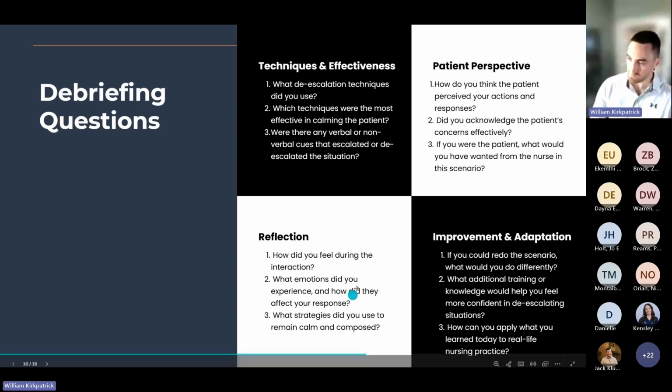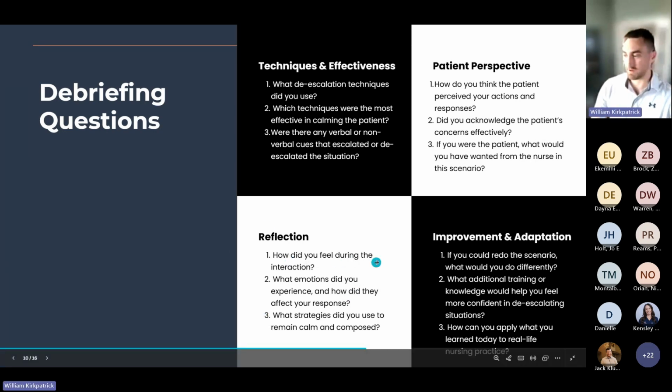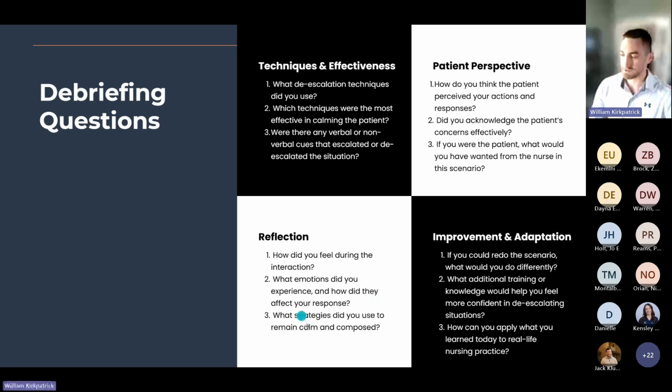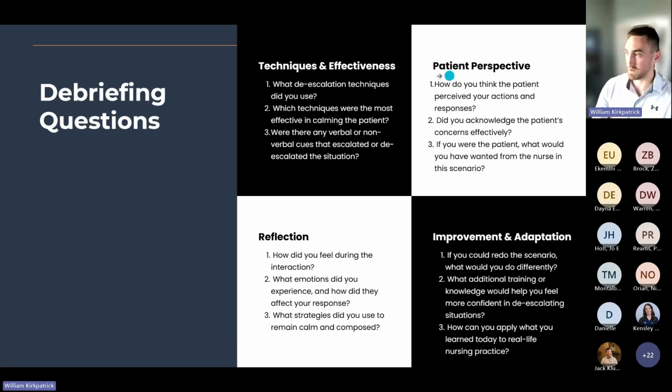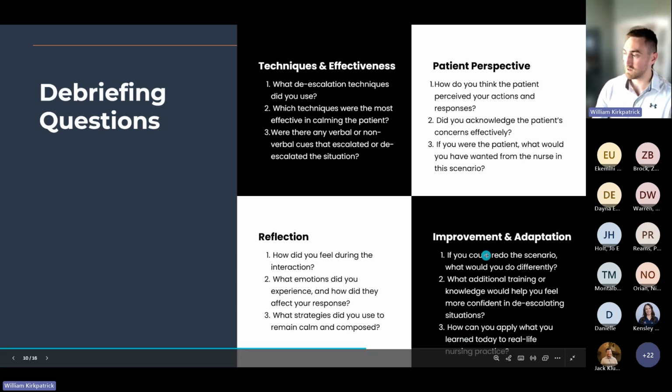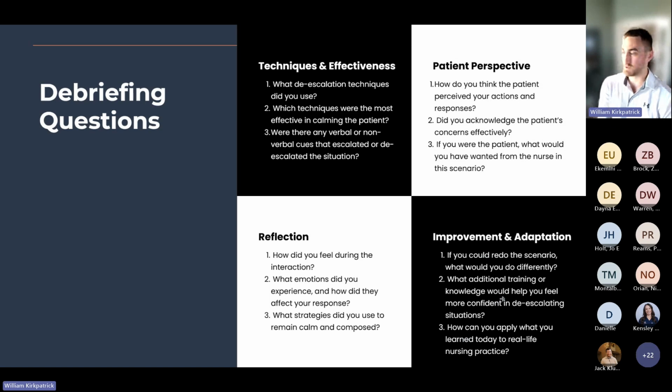And then reflection. How did you feel about the interaction? What emotions did you experience? Because this is just as important as understanding the patient perspective and techniques. And then going on to action items. Let's create some action items for you. If you could redo the scenario, what would you do differently? Okay, well, let's redo it and let's do it differently. And then let's review it again.